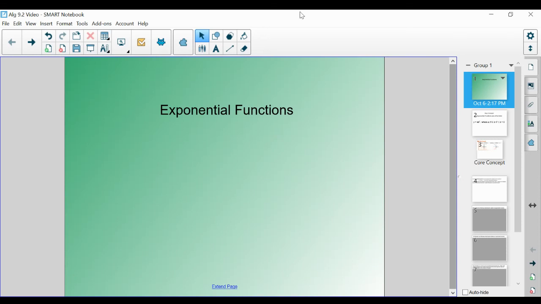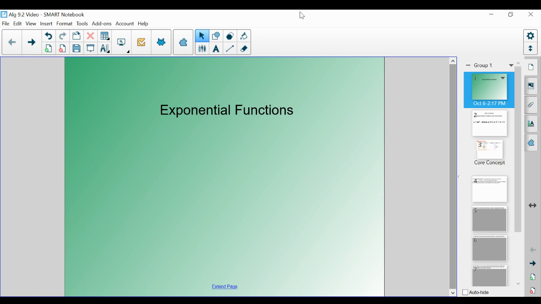So today we are going to be talking about the third type of function that we're going to be seeing this year. So far, we've learned about linear functions, and those are going to be a straight line. We learned about a quadratic function, which is a parabola, which has two curves to it. Today, we're going to be talking about what's called an exponential function. And this is going to be kind of, sort of, half of a parabola.